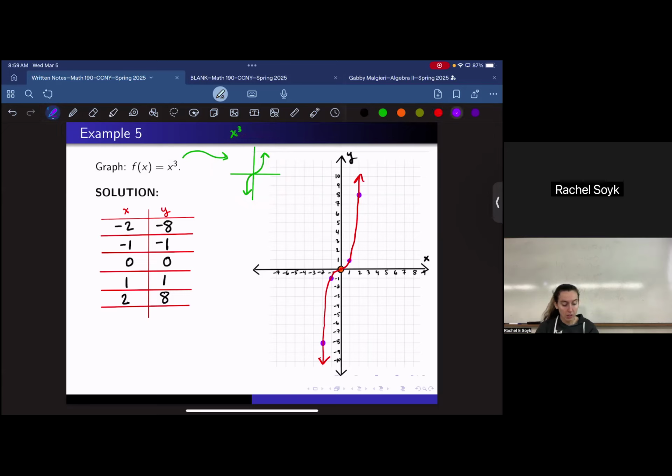Last but not least, you once again want to make sure that you label your function on your coordinate plane so you can get full credit for this problem. X, y-axis, proper scale. Plot your points, connect the dots, put the arrows, and label your function, and you're done.